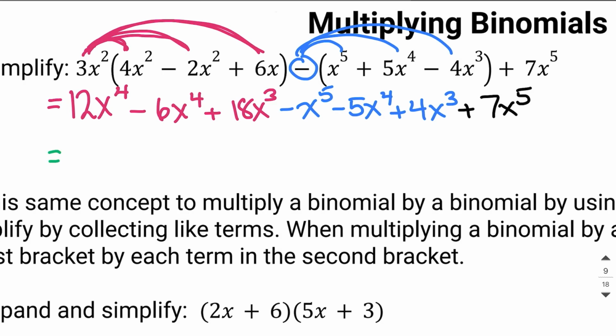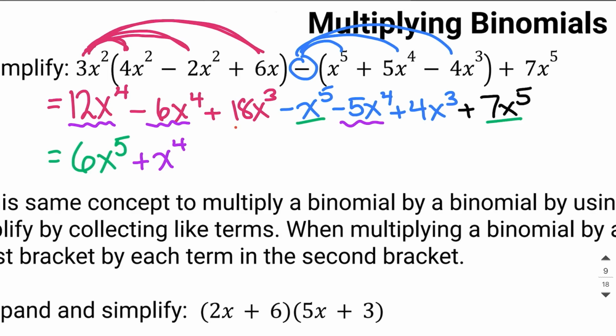And I'm going to put it in descending order all at the same time. So the highest exponent I see here is 7x to the power of 5. And then there's a minus x to the power of 5 here. So that gives me 6x to the power of 5 because 7 minus 1 is 6. Then I have 12x to the power of 4 minus 6x to the power of 4, which is 6x to the power of 4, minus 5x to the power of 4 is 1x to the power of 4.